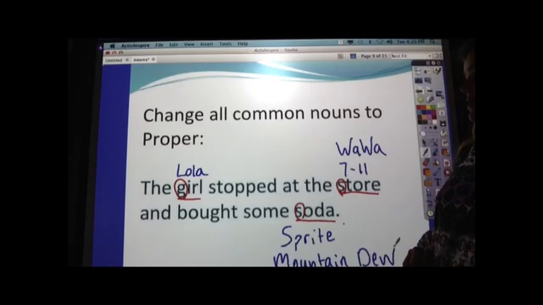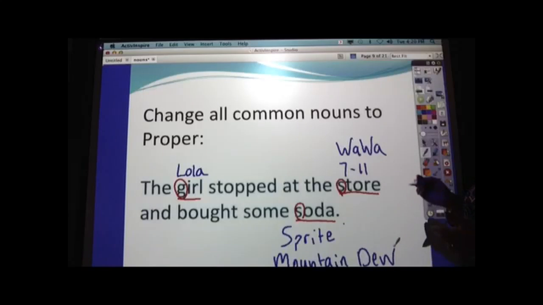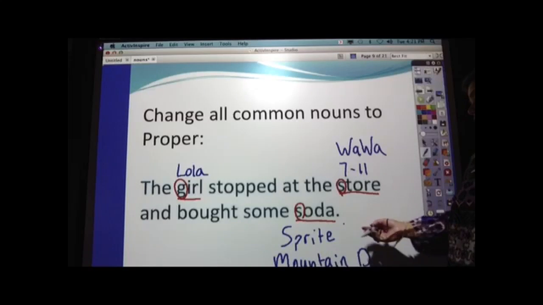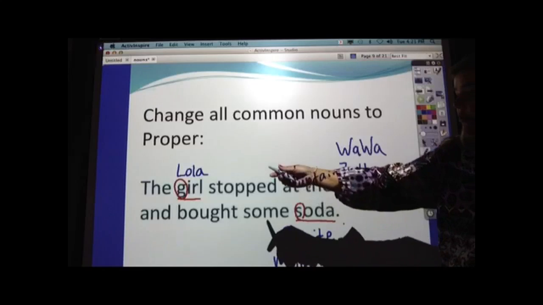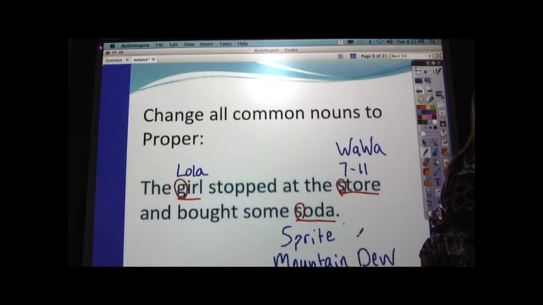So now, instead of just simply saying the girl stopped at the store and bought some soda, which is a boring, uninteresting, and uninformative sentence, we've got Lola stopped at the Wawa and bought some Sprite. So we know who, we know exactly where, and we know exactly what it is that she bought. That's why proper nouns are more desirable.